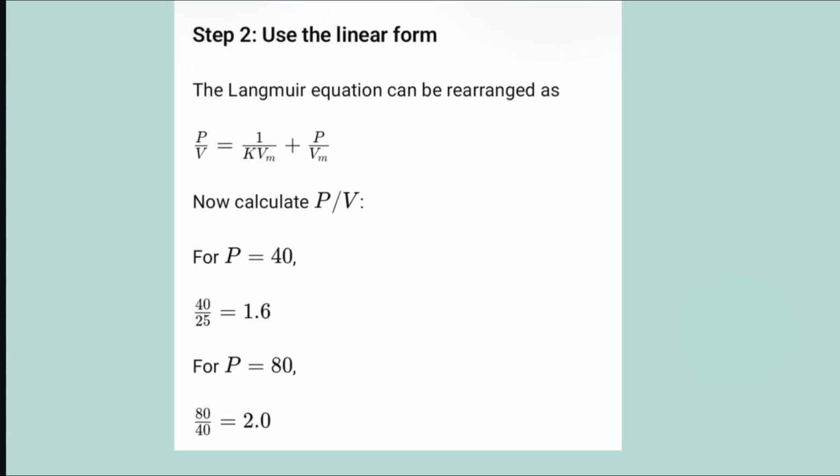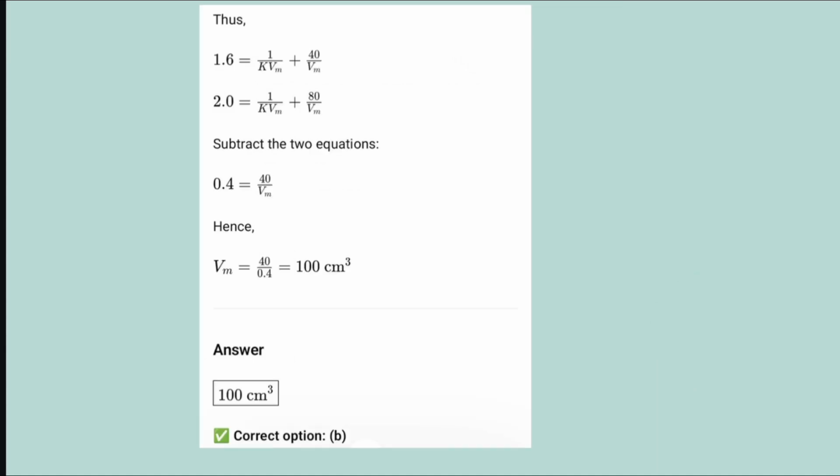In step 2, use the linear form. The Langmuir equation can be rearranged as P divided by V is equal to 1 divided by K into Vm plus P divided by Vm. Now calculate P divided by V. For P is equal to 40, 40 divided by 25 is equal to 1.6. For P is equal to 80, 80 divided by 40 is equal to 2. Now 1.6 is equal to 1 by KVm plus 40 divided by Vm.